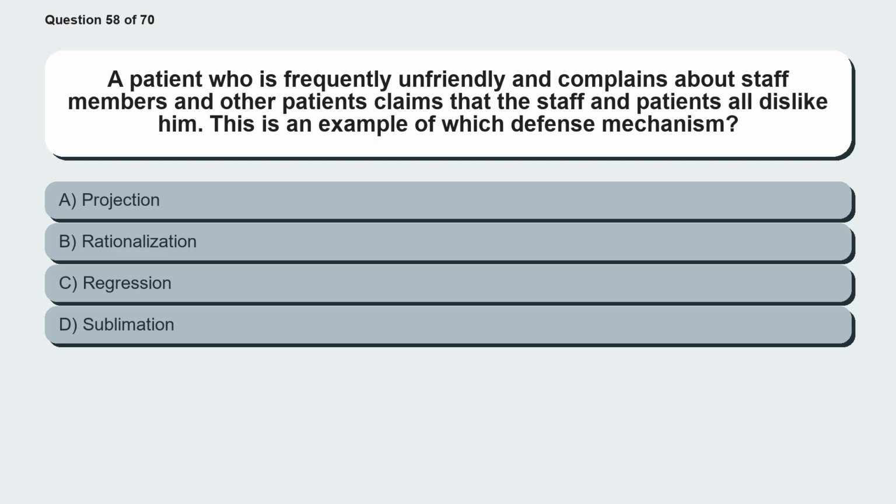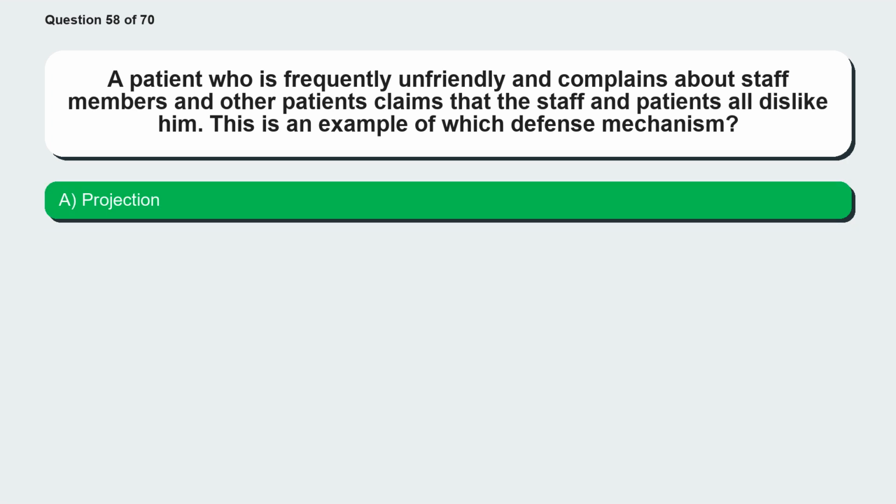Question 58. A patient who is frequently unfriendly and complains about staff members and other patients claims that the staff and patients all dislike him. This is an example of which defense mechanism? Option A, projection. Option B, rationalization. Option C, regression. Option D, sublimation. The correct answer is option A, projection.